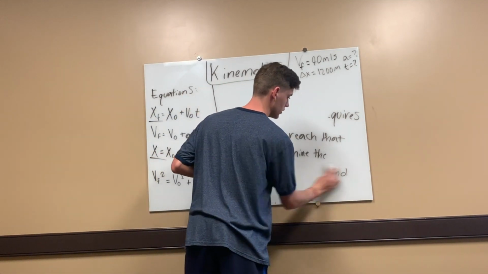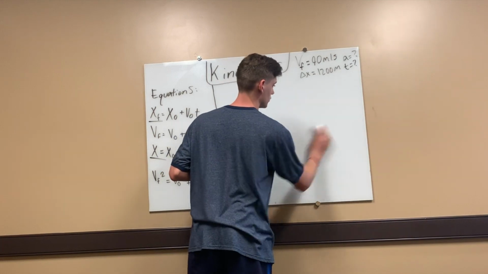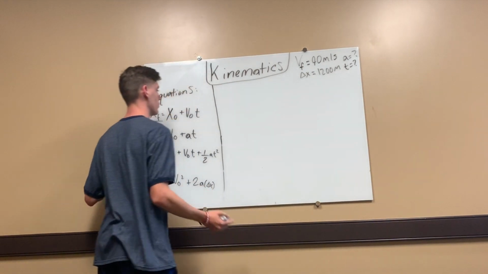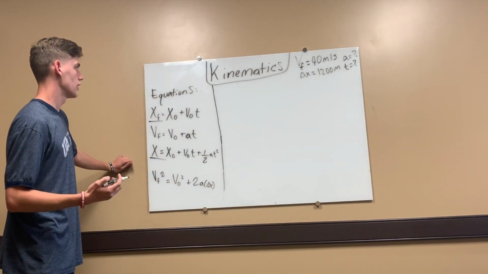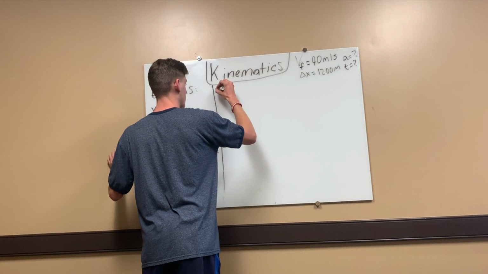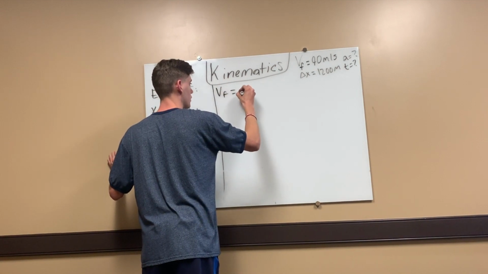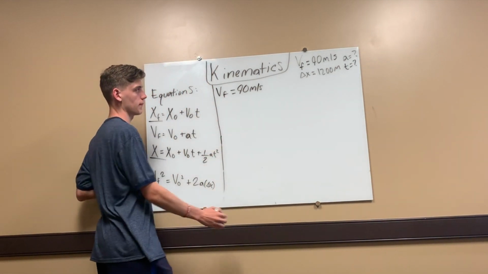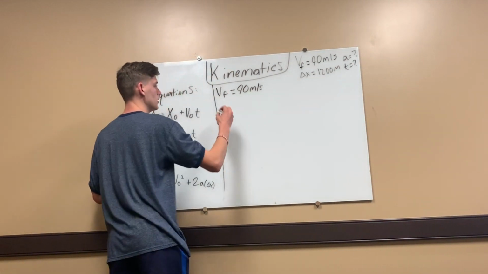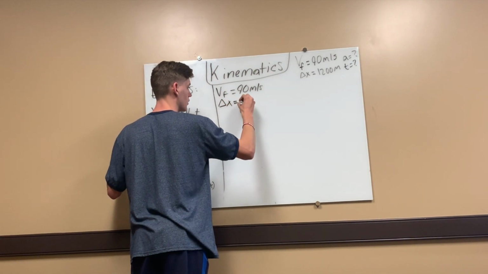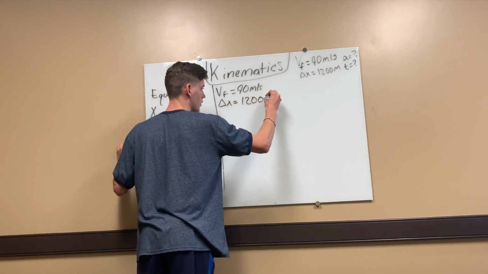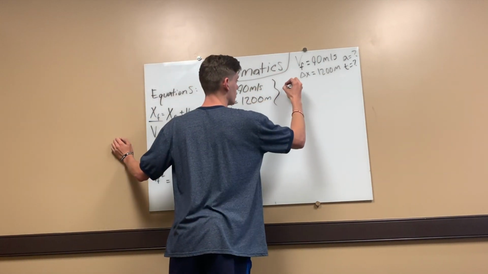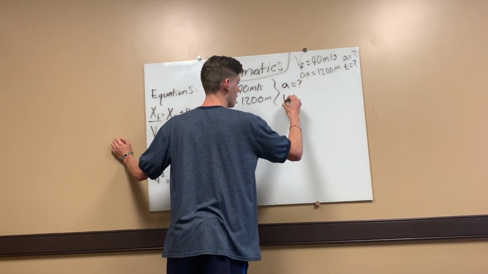So the first thing we want to do is look at our kinematic equations. So we want to find a and we want to find t. We're given the final velocity, and I'll rewrite what I wrote up there. We're given our final velocity to be 90 meters per second. We're given our delta x to be 1,200 meters. We want to find a, so the variables in question here are a and t.